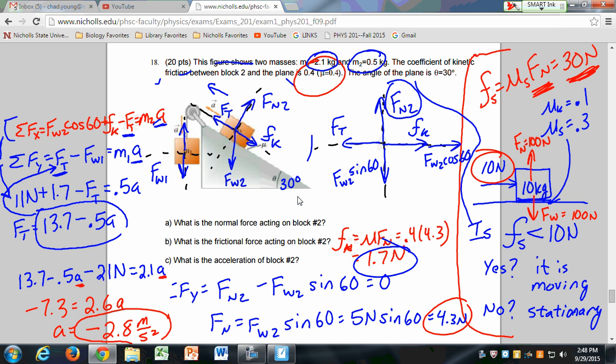Good thing too, because it comes out negative, and I was told in the very beginning that my acceleration was in that direction. If it wasn't, we'd have a problem, because back early on we decided that our frictional force was in this direction, and if it's accelerating in the opposite direction, that means something went wrong. Something went wrong in my math somewhere along the way.